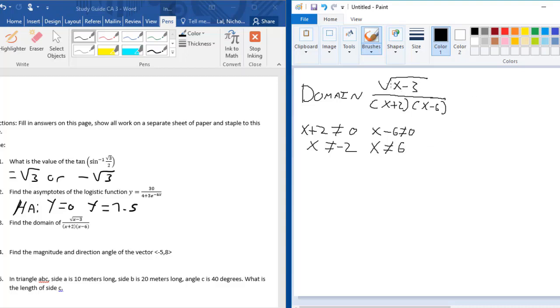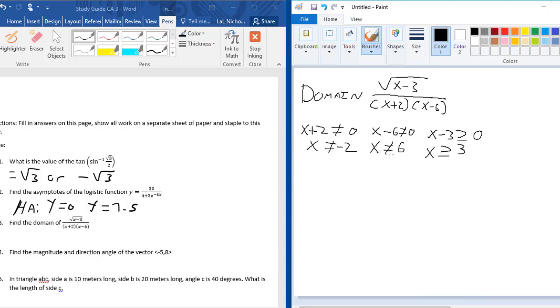For the square root value, x minus 3 is the value that has to be greater than or equal to 0. Because if x minus 3 is less than 0, it's negative, and you can't take the square root of a negative number. So I need to say x minus 3 must be greater than or equal to 0. Add 3 to each side. X must be greater than or equal to positive 3.